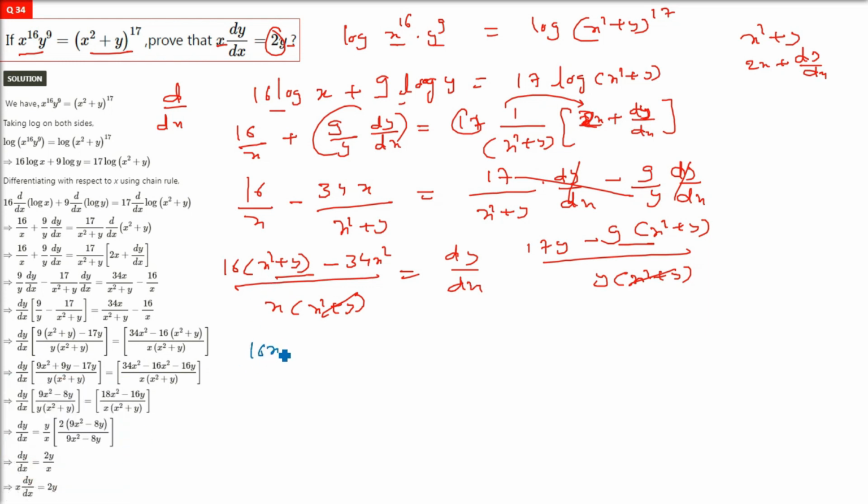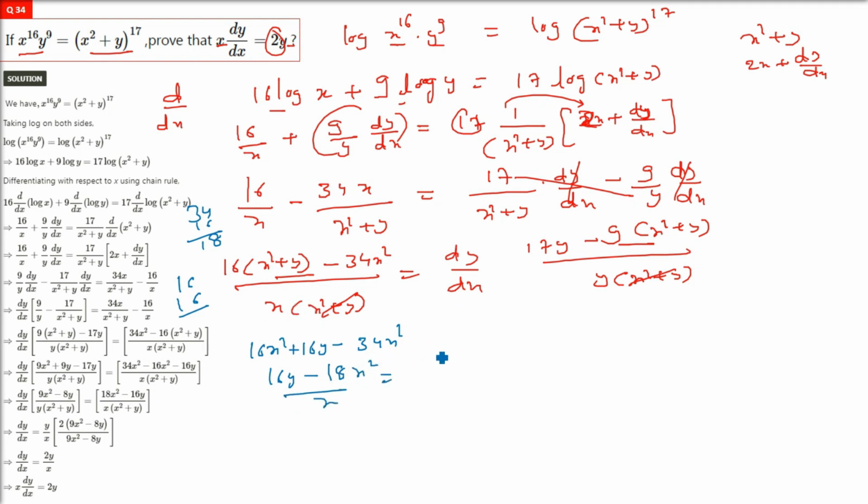And 16x square plus 16y minus 34x square in the numerator. And of course x in this 16y, this 16 minus 34. So let us subtract these two. So you have 8, here 18. So 18x square it will be. And this is divided by x.